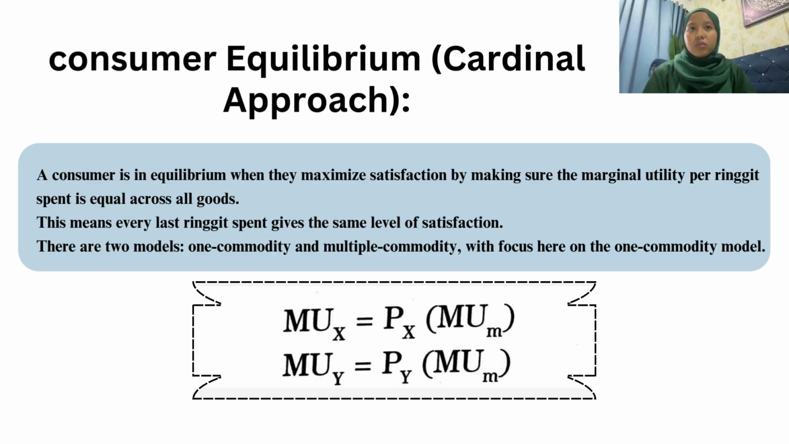Consumer equilibrium, cardinal approach. A consumer is in equilibrium when they maximize satisfaction by making sure the marginal utility per ringgit spent is equal across all goods. This means every last ringgit spent gives the same level of satisfaction. There are two models, one commodity and multiple commodity. We focus here on the one commodity model.